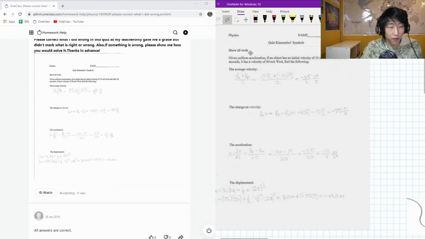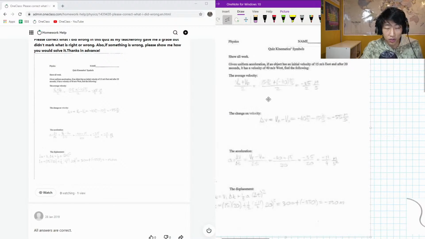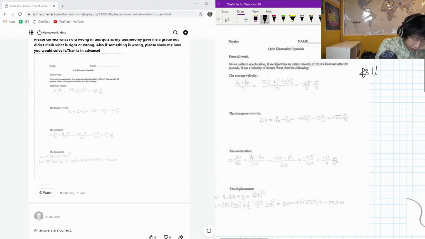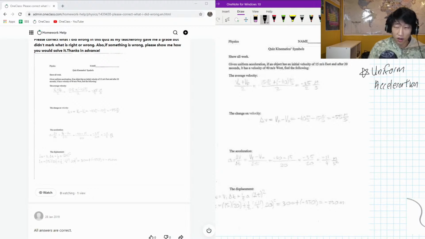So we're presented with the following situation. We are given uniform acceleration, so I'm going to just take note of that. Star: uniform acceleration. That means our acceleration is never changing, which is pretty important because that's going to allow us to use kinematic equations.